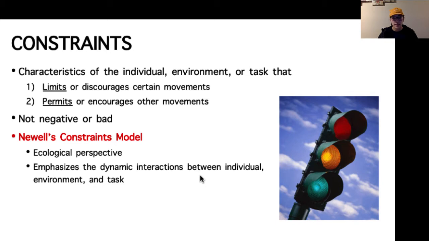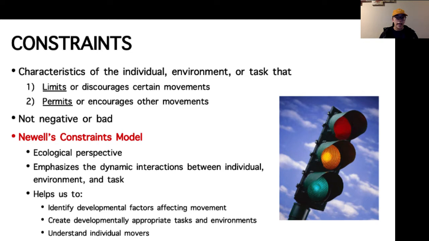Okay, so this is going to be our primary method of analyzing our developmental stages, and it will help us to look at developmental factors that affect movement. It could help us create developmentally appropriate tasks and environments. So if you consider how you're teaching a motor skill to a certain age group, right, you might constrain certain factors in teaching that motor skill in order to have a nice sequential skill progression for that learner.